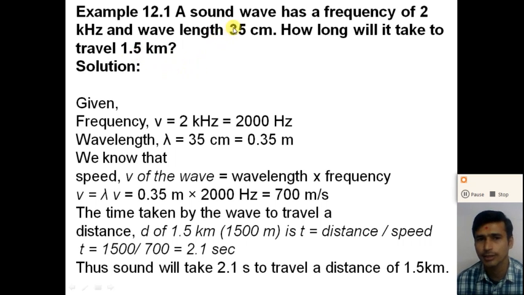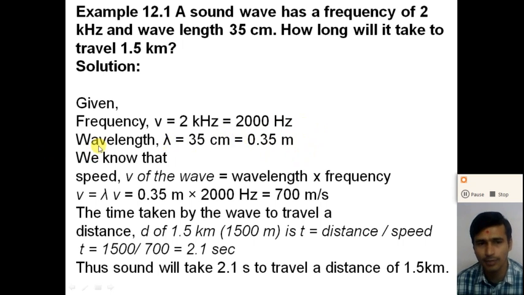So here it is given that the frequency of the sound wave, we take the frequency of the sound wave nu, is equal to 2 kilohertz. Dear student, we know that 1 kilohertz is 1000 hertz. Here 2 kilohertz means 2000 hertz. So the frequency of the sound wave is 2000 hertz.